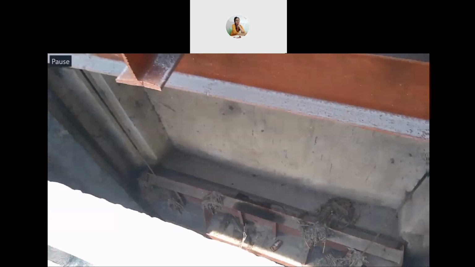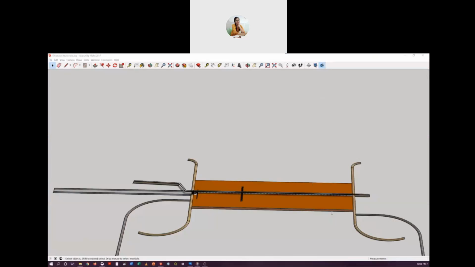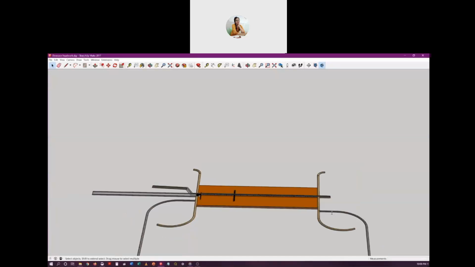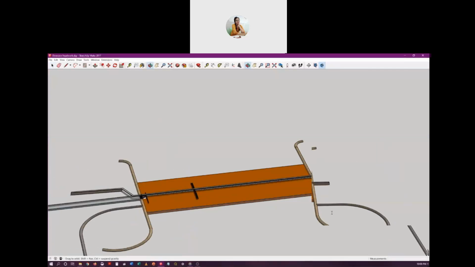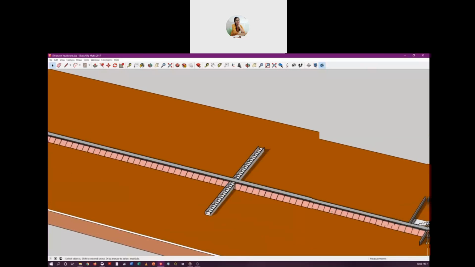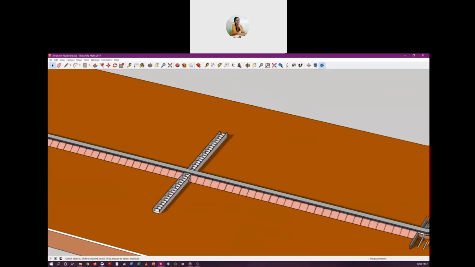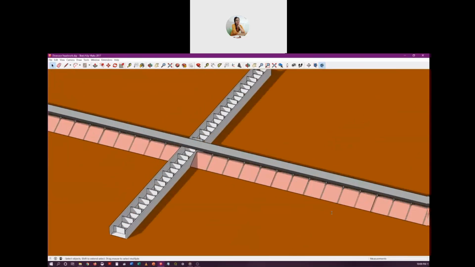Now let's look at some other aspects. I think this model is a little bit more to scale than the previous lecture. So this is a very wide river, let's say. And this is the fish ladder. This is the weir. This is one divide wall. Here also you can consider it a divide wall.